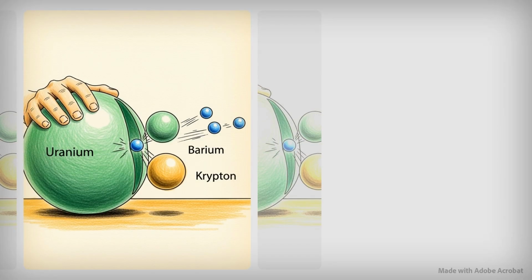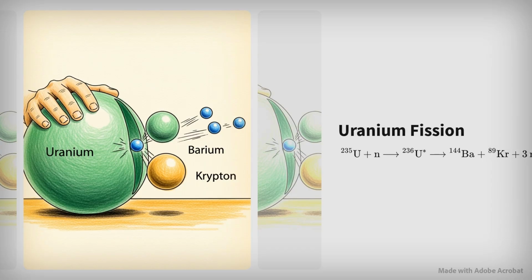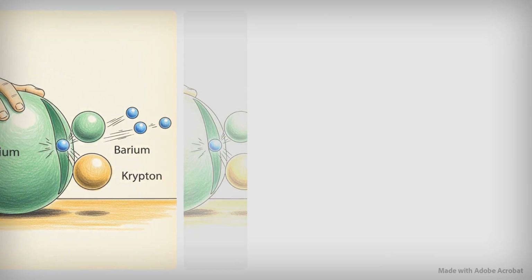Here's how nuclear fission works. Uranium absorbs a neutron, splits, and produces a chain of decay leading to stable elements. Uranium fission involves uranium-235 absorbing a neutron to become uranium-236, which then splits into barium-144, krypton-89, and 3 neutrons. The decay chain is a series of transformations that eventually lead to stable products.